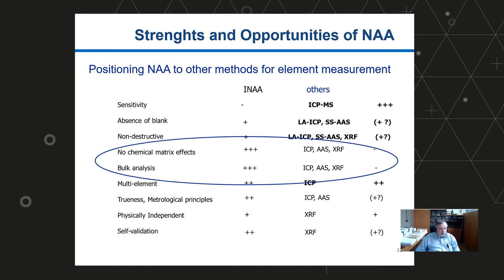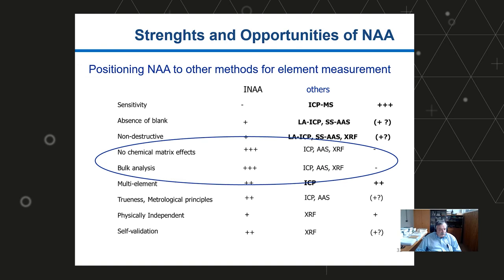This is a comparison of instrumental neutron activation analysis with some competitors in terms of methods. So we see the strengths are in particular that there are no chemical matrix effects. It is multi-element and it is very suitable for bulk analysis.